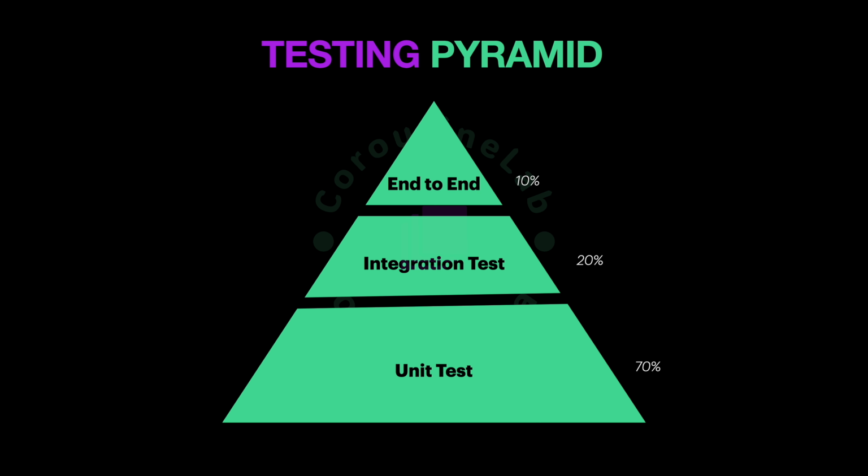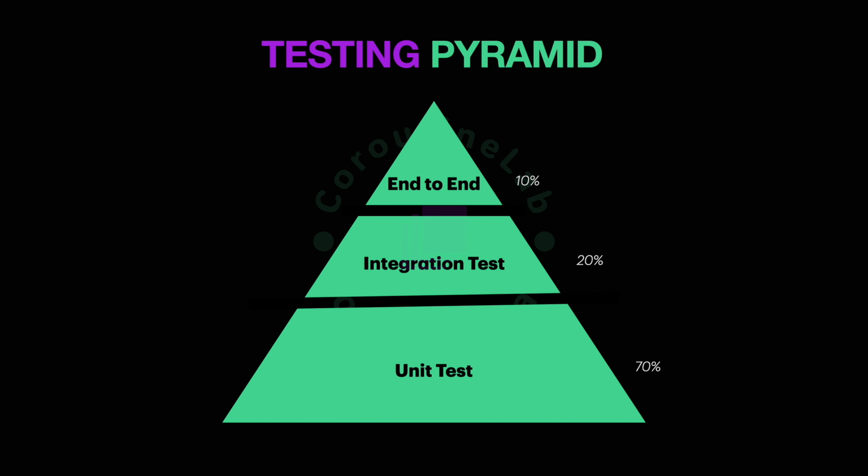At the top of the pyramid, end-to-end tests simulate real user interactions, validating that the entire application functions as expected from the user's perspective. These are the slowest and most resource-intensive, so they should be kept to a minimum, focusing on critical user flows. By balancing these types of tests, you create a more stable, reliable, and maintainable codebase.